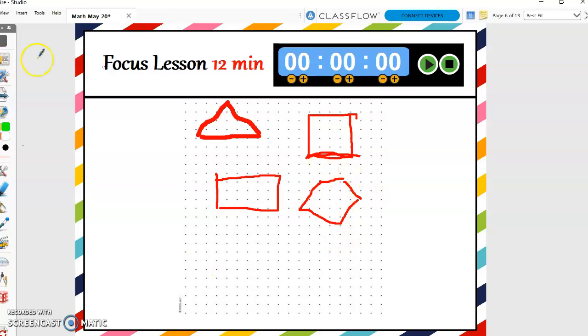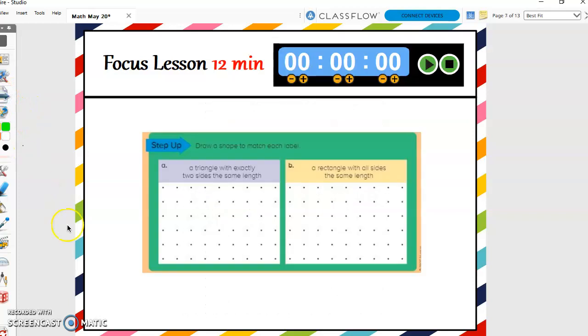Okay. So just on your first page, you're just going to practice drawing some shapes. Just drawing any shapes that come to mind that we have learned. Okay. Then we go to Orgo, and this is going to be uploaded on your lesson as well. This one is asking you to do some specific things. As you read it, this one says, draw a triangle with exactly 2 sides the same length.